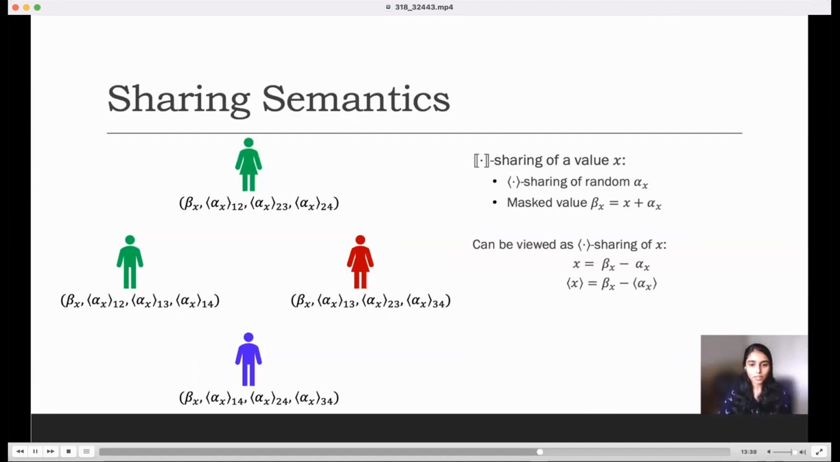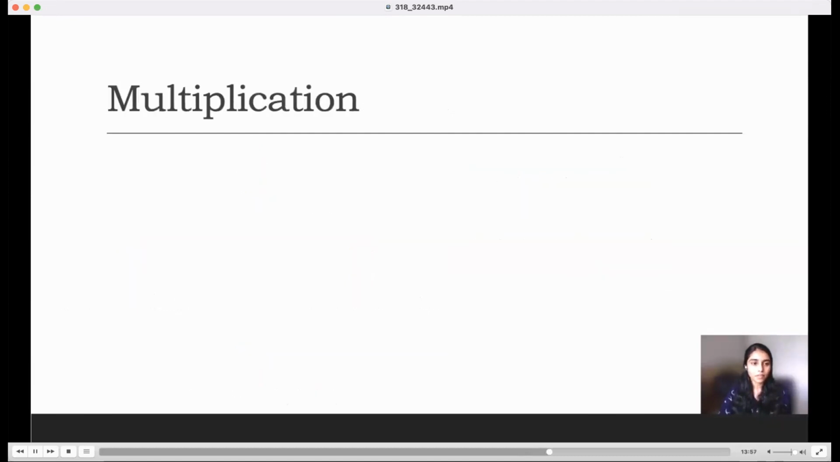Now, this can actually be viewed as RSS sharing of the value x itself as follows. The way this helps us is that the first component of the sharing, alpha x, can be computed during the preprocessing phase, whereas the second component, beta x, can be made available during the online phase.